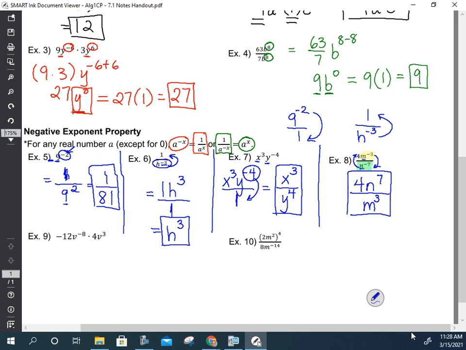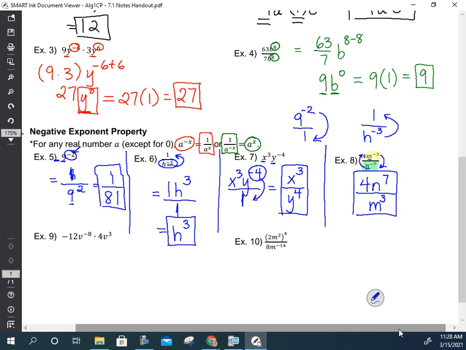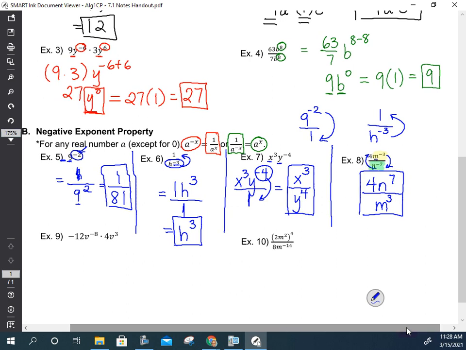So all you did was some moving around. You rearranged the furniture. Any questions? 5, 6, 7, or 8? You have to know what to do with a negative exponent before you can start solving it.